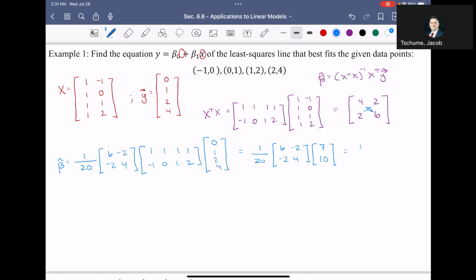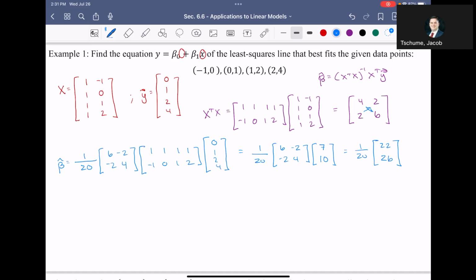So then this would be 1 over 20. And I'm going to do a 2 by 2 times a 2 by 1, which will be another 2 by 1. First row times the column would be 42 minus, what is that? 42 minus 20, which is 22. And then second row times the column would be -14 plus 40, which is 26.